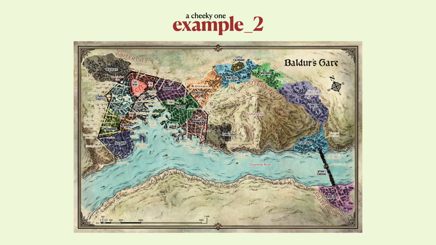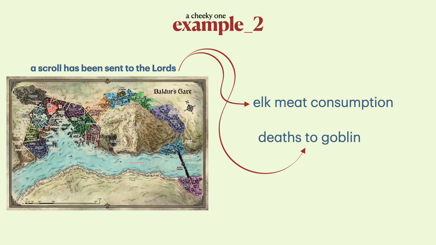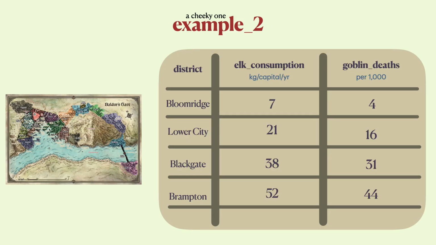Imagine that you are in the fantasy setting of Faerun in Baldur's Gate, and you decide to send a study. You send a scroll to the lords of the various districts, inquiring about the elk meat consumption in their districts and the number of deaths to goblins that they have per year. And that basically means that our exposure here is going to be the elk meat consumption, and our outcome is going to be deaths by goblins. So you send that scroll, and after a brief period of time, you get the answers back. So you can see on this table here, you have 5 districts and you have the data.